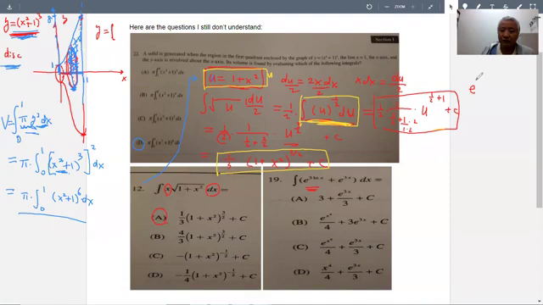E to the 3lnx. Actually, this is algebra, okay? The 3 is the power. You can put it on the top of the x here. So this one you can change to E to the ln(x) to the third power.